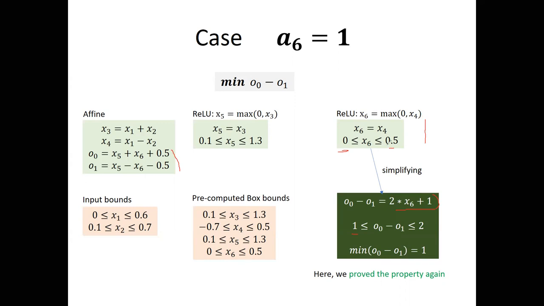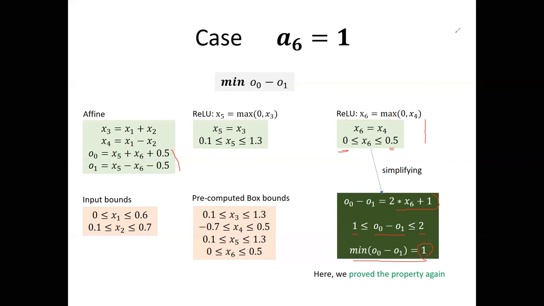Because x6's upper bound is 0.5, you end up with 2 times 0.5, which is 1, plus 1 is going to be 2. So provably, O0 minus O1 is going to be greater than or equal to 1, okay? So the minimum of the difference is provably 1.